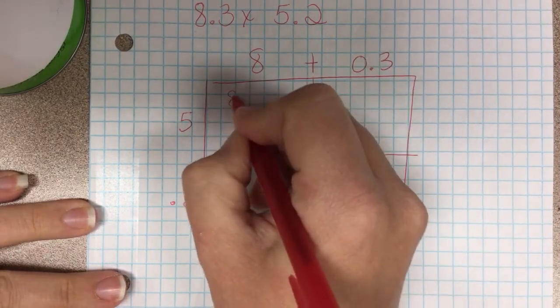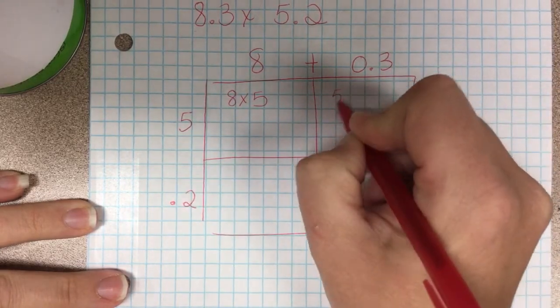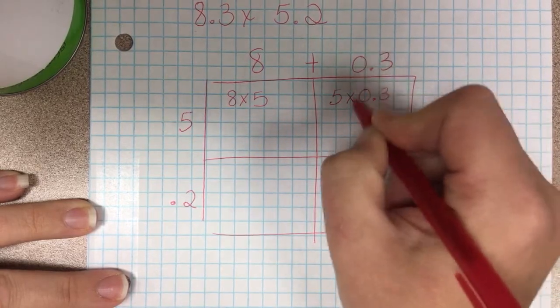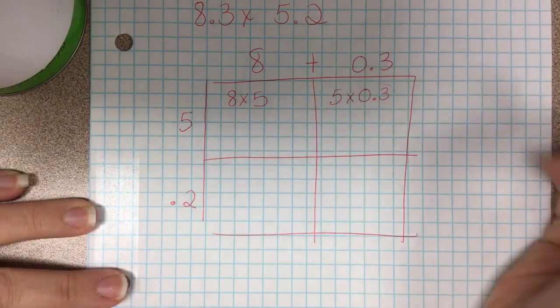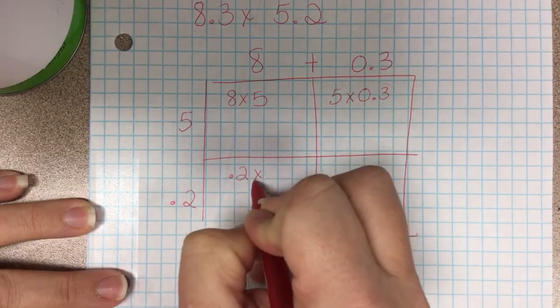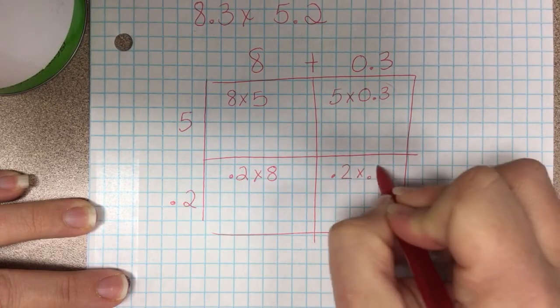So 5 times 8, write your problem down. 5 times 3 tenths. Make sure you copy the decimal the same way. The numbers, you copy the same place value. 2 tenths times 8 wholes. 2 tenths times 3 tenths.